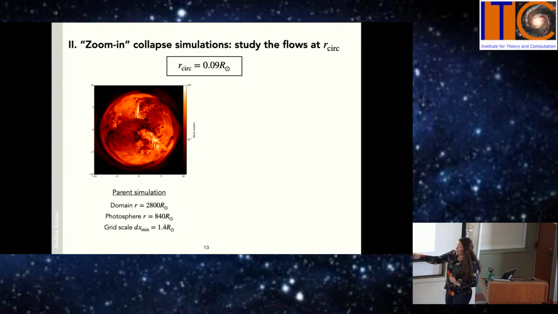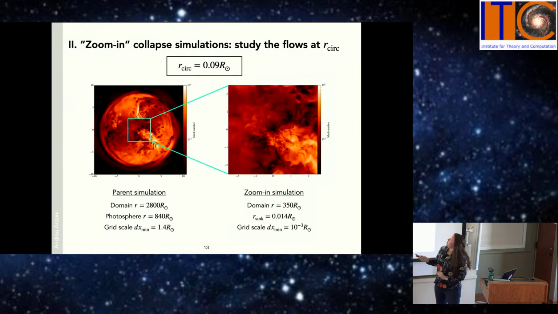My photosphere is at 840 solar radii, and so my smallest grid cell in the middle, where I'm most refined, is a solar radius. There's no way I can resolve 0.1 solar radii in this simulation. So what I have to do is zoom-in simulations, where I take this data, excise this region, put it into an entirely new grid, and then add between 10 and 12 additional layers of static mesh refinement.